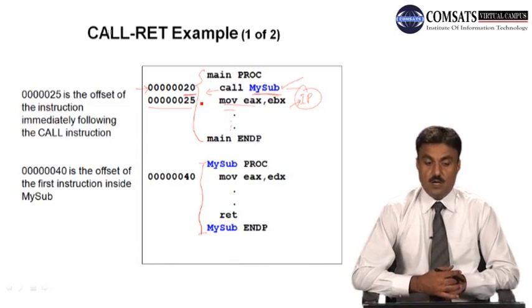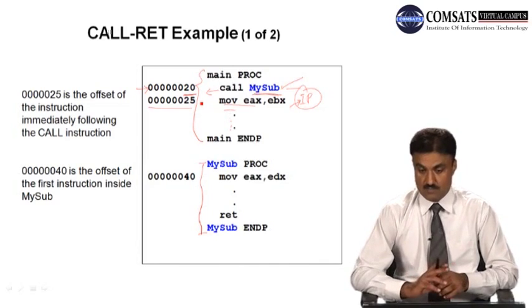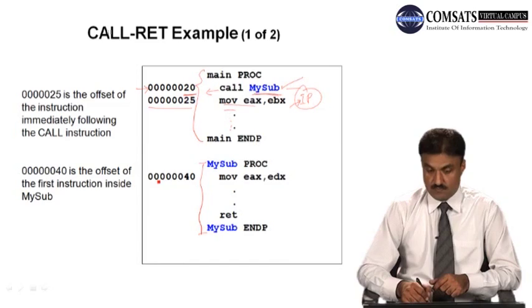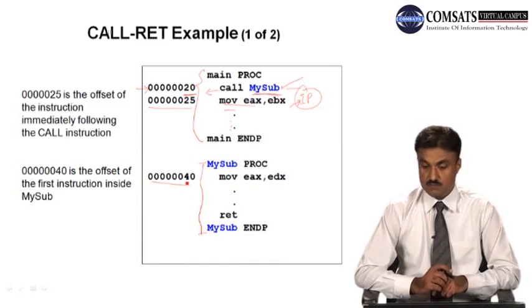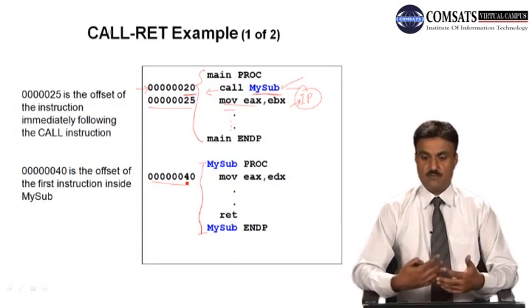So the instruction immediately following the call instruction is at this address. The first instruction inside the procedure is move EAX, EDX, so execution will start from here.